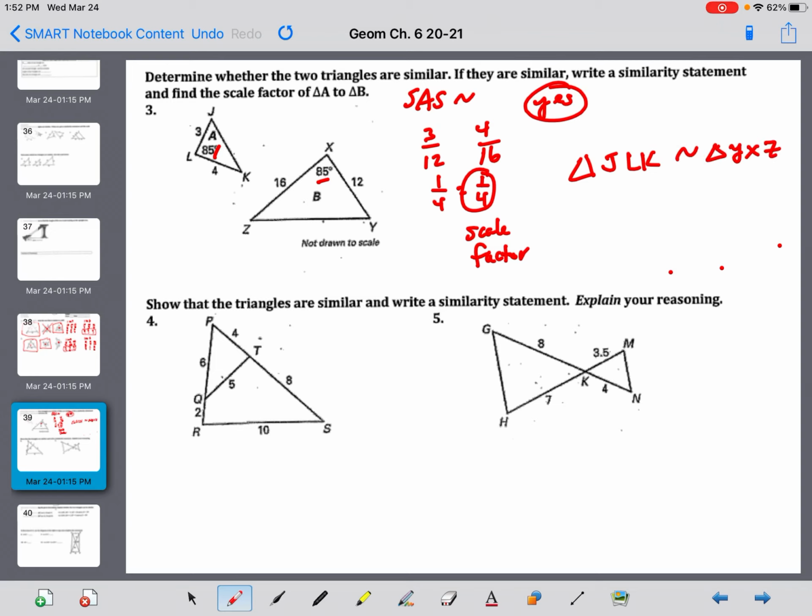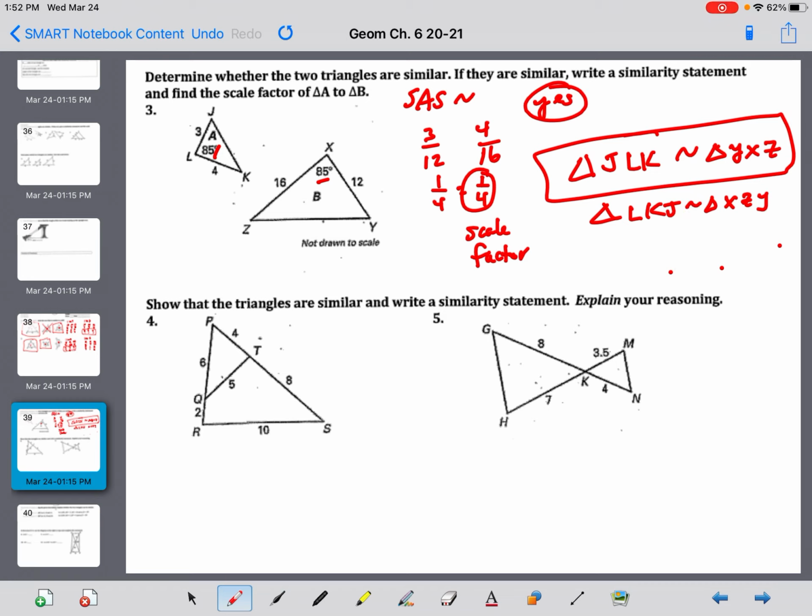Now, if you did this problem on your own, check your order of your two triangles, because there are other answers for this that are still correct. Here's one other answer. If you went triangle LKJ, that starts at the 85 and goes across the long side, then it would be XZY. And that would be a good similarity statement. So both of those are right. You don't have to do them both.